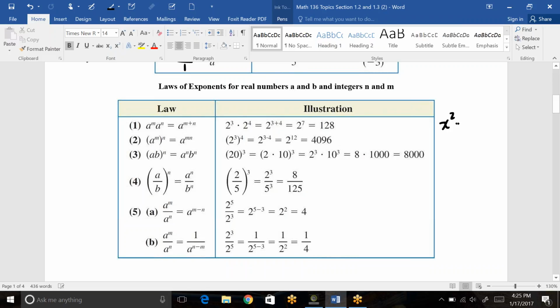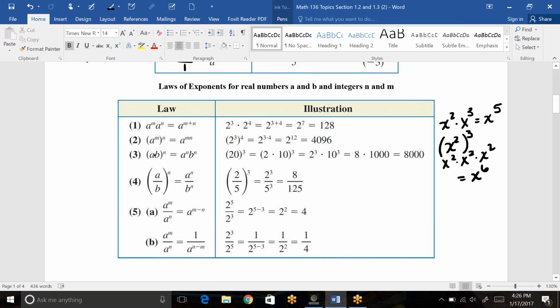Like x squared times x to the third is x to the 2 plus 3, so that would be x to the fifth. Whereas this says we're having x squared and we cube it, which means you write x squared 3 times. That's 2 plus 2 plus 2, which is x to the 6th, or you could have gotten that by multiplying 2 and 3. If you have multiple bases inside, as long as they're connected by multiplication or division, then you can apply the power outside to everything inside.